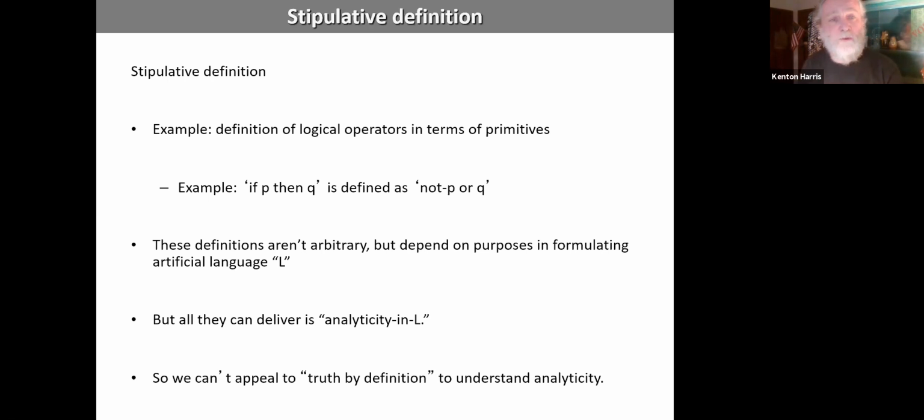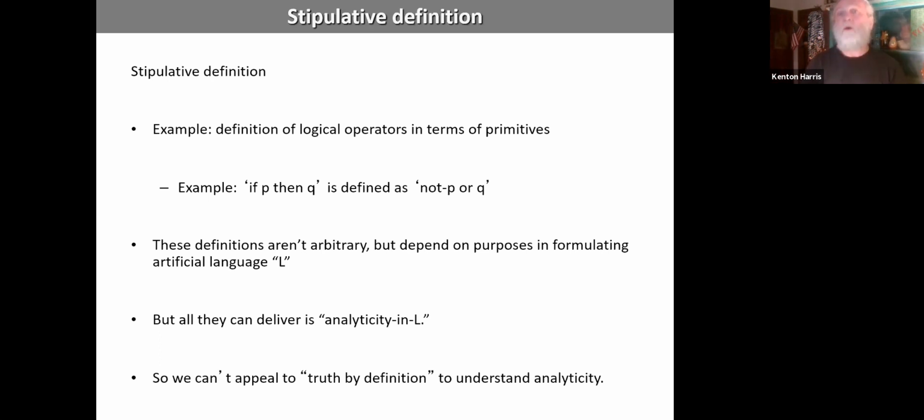So notice if I were to say the phrase if P then Q is synonymous with the phrase not P or Q, right? In other words, the conditional is synonymous with the disjunction. All I'm doing is saying that these are phrases that can be swapped in and out for one another in the language L, the language in this case of truth functional logic.